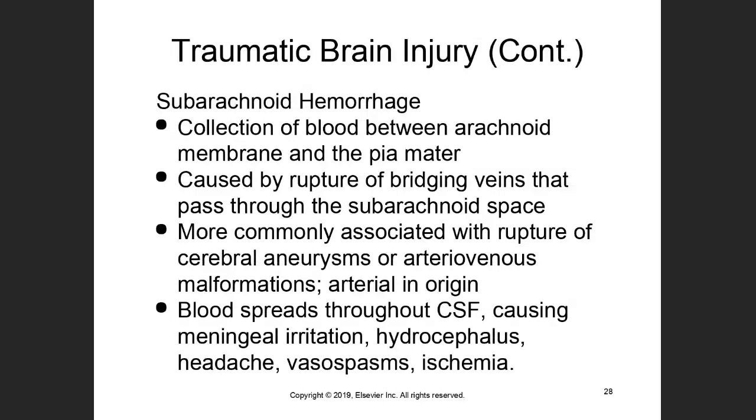Subarachnoid hemorrhage: collection of blood between the arachnoid membrane and the pia mater, caused by rupture of bridging veins that pass through the subarachnoid space, more commonly associated with rupture of a cerebral aneurysm or venous malformation. In either origin, blood spreads throughout the CSF, causing meningeal irritation, hydrocephalus, vasospasm, and ischemia.